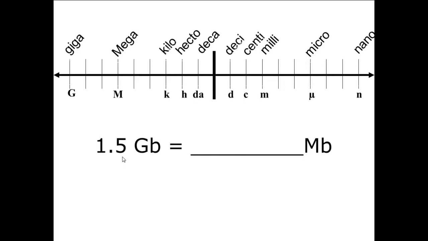And our last example right here, guys, we're going to start off in 1.5 gigabytes, and we're going to end up in mega. It's a capital M. And so we're going to end up right here, and I'm starting off in giga, and we're just going to go 1, 2, 3, moving 3 places to the left. I'm sorry, 3 places to the right. So I started off at 1.5, and now I need to move it 1, 2, 3. And so 1.5 gigabytes is 1,500 megabytes.